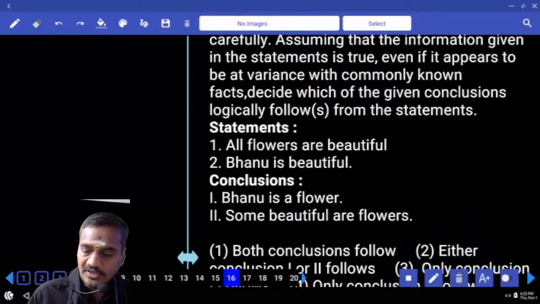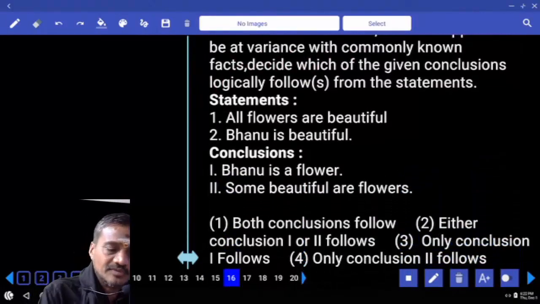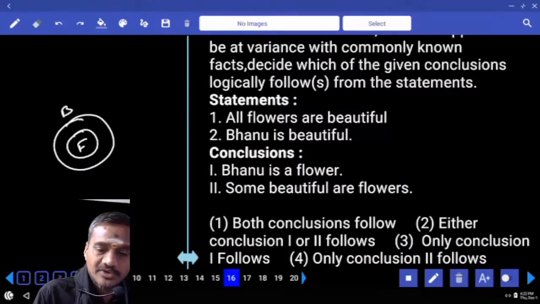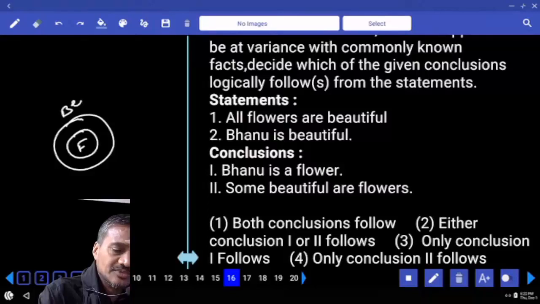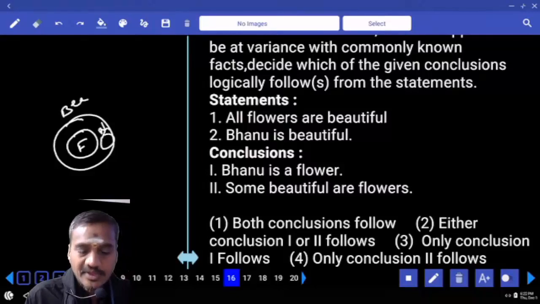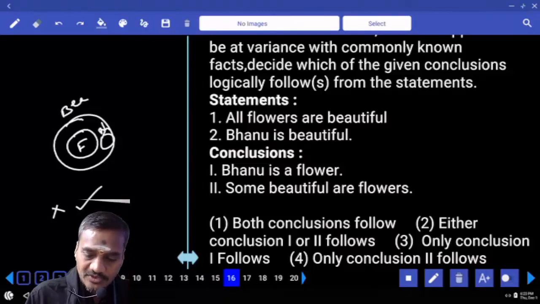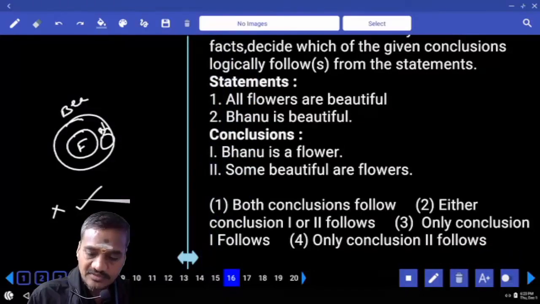Then the 16th one: all these flowers are beautiful. All flowers are beautiful can be written like this. And Banu is beautiful. Is Banu a flower? No. And the next one, some beautiful are flowers, definitely true. So what is your answer? Only two, that is choice 4, question number 16.